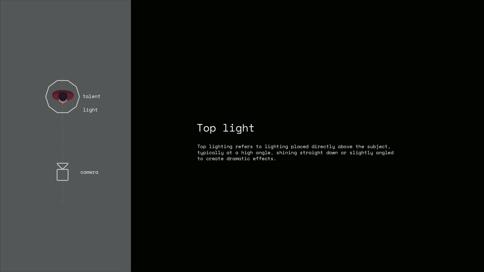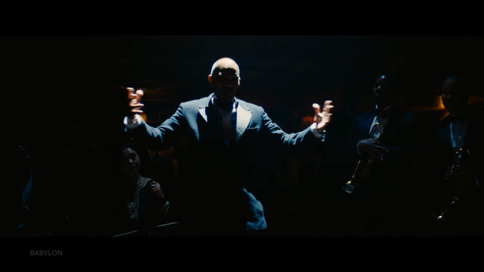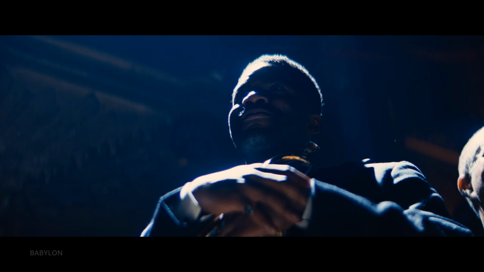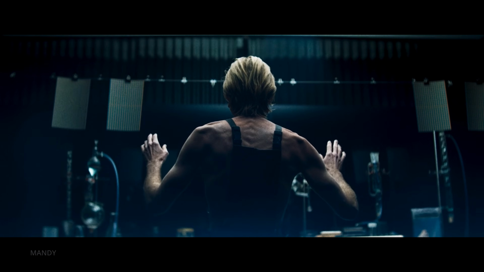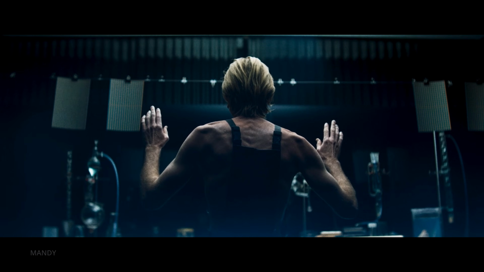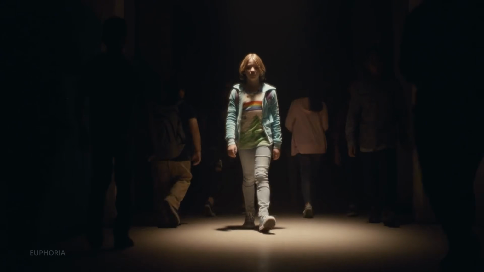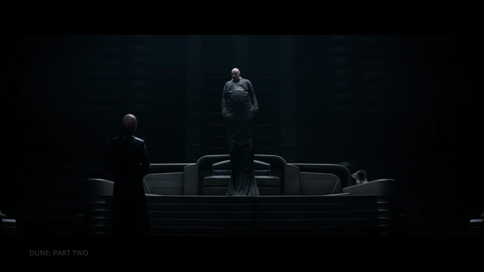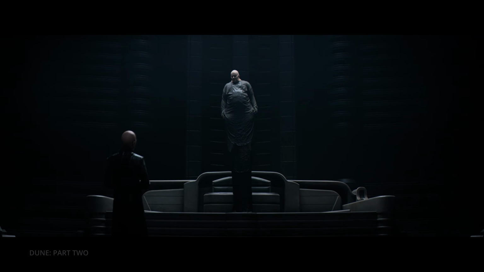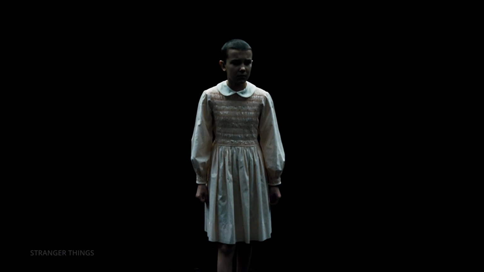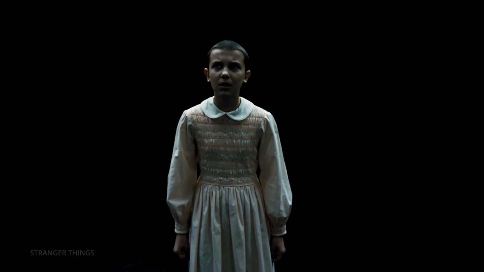Light from above. Top lighting refers to lighting placed directly above the subject, typically at a high angle, shining straight down or slightly angled to create a dramatic effect. It is often used to produce strong shadows on the face or body, emphasizing the character's features like the bone structure of the subject's face, adding depth and mystery by obscuring the eyes. Also, a character under a single overhead light source can create a sense of isolation or impending danger. Those characteristics help to create tension and suspense, making it commonly used in thrillers, horror, and mystery genres.